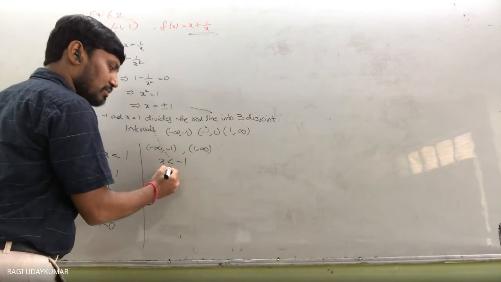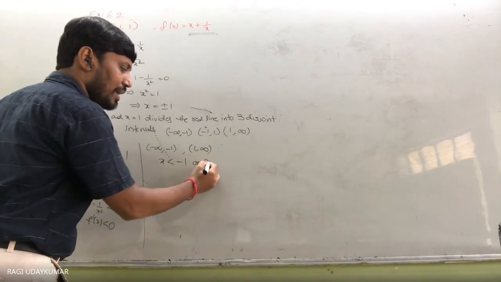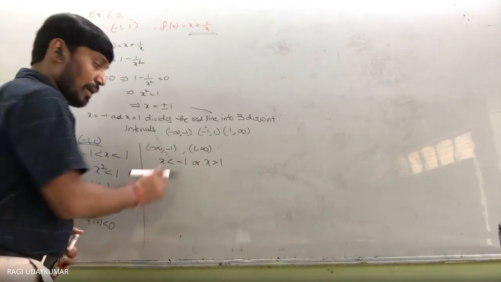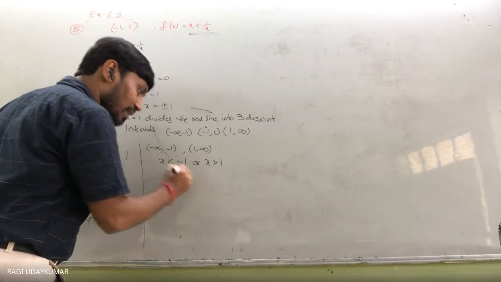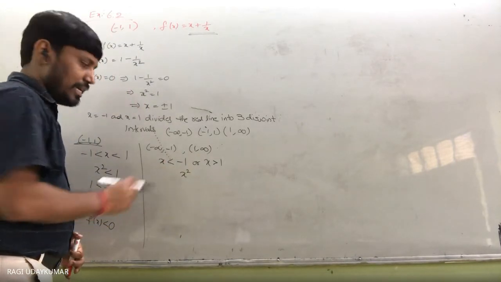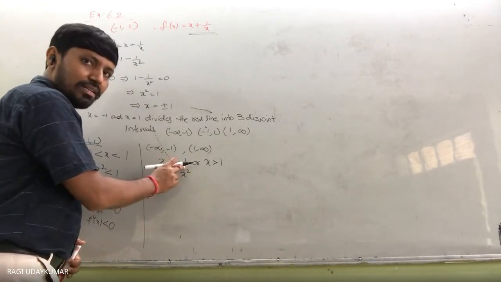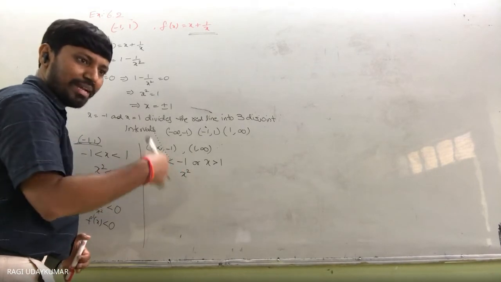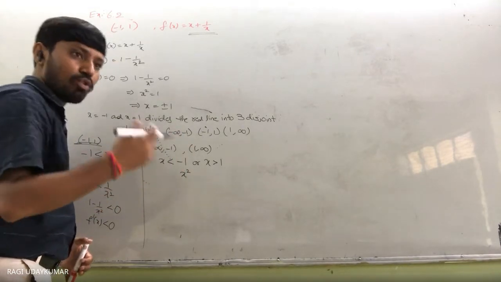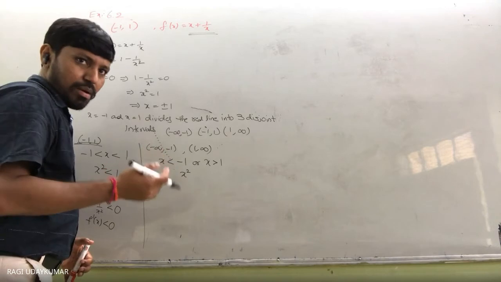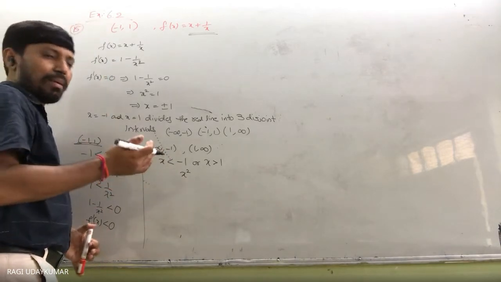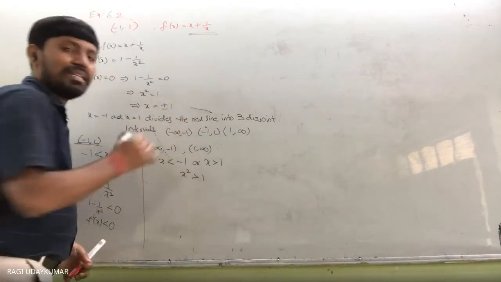In this interval x value is less than minus 1, in this interval x value is greater than 1. In both the situations, what will x square be? Less than minus 1 is nothing but minus 2, minus 3. Minus 2 whole square means 4. So it will definitely be greater than 1. X square value should compulsorily be greater than 1.